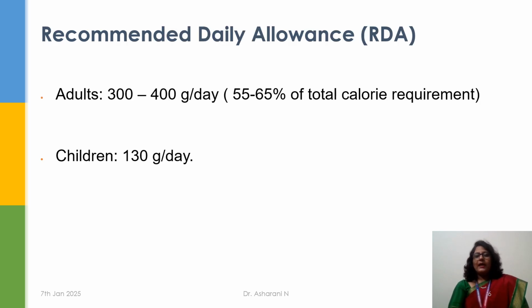Coming to how much we require, as already mentioned, out of our total calorie requirement, 55 to 65% should come from carbohydrates. The energy released by carbohydrates is 4 kilocalories per gram. A normal adult may require somewhere around 300 to 350, or maximum up to 400 grams per day. This is very important. The major part of energy should come from carbohydrates so that the proteins, the structural components of our body, are spared. Otherwise all proteins will get utilized for energy purposes.